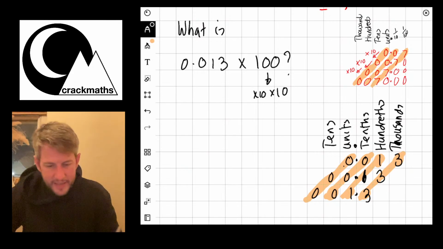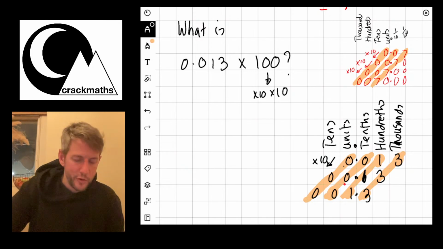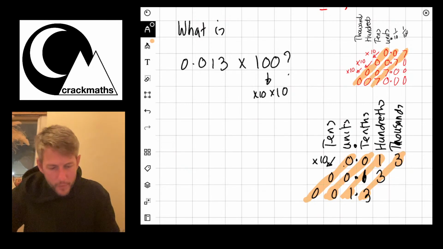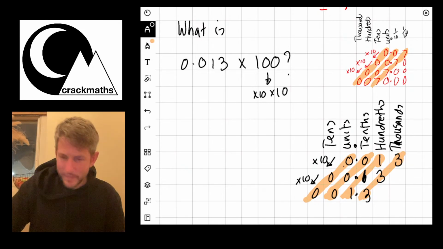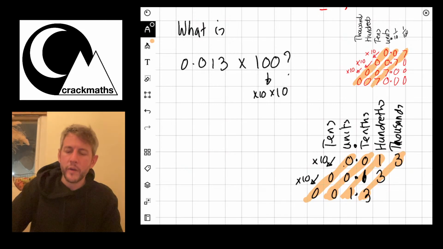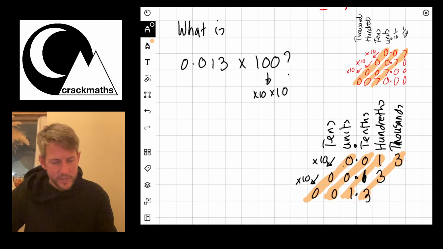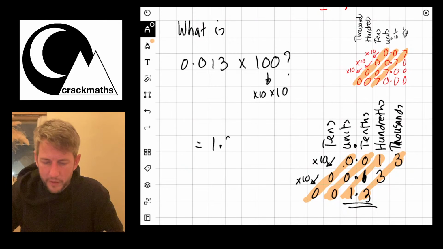So what we can see is, when we times it by 10 once, we get to 0.13, and then when we times it by 10 again, we get to 1.3. So here we go. 0.013 times 100 equals this. So this equals 1.3.